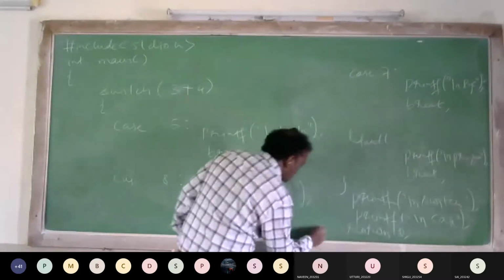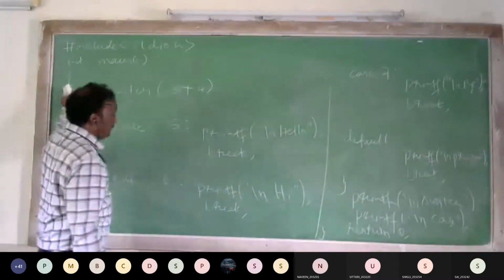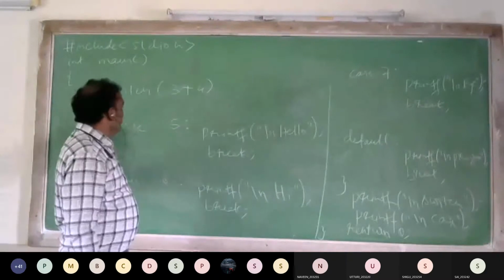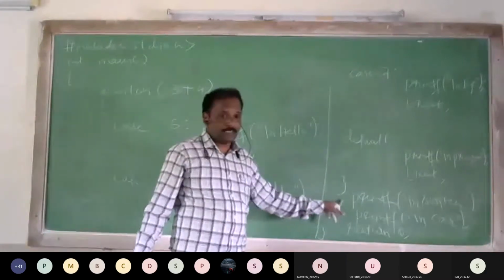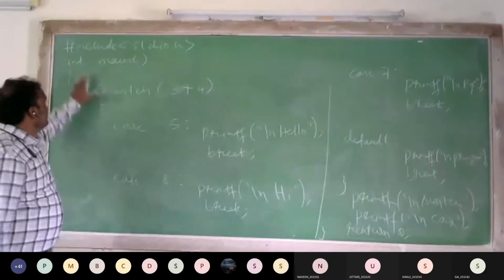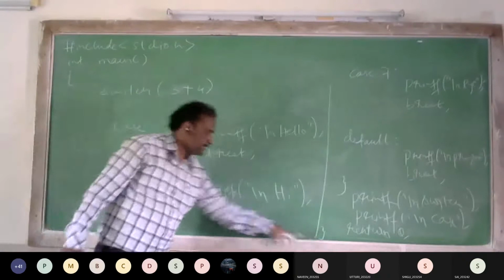0. Return 0. Close the main function. This is the main function. Open floor brace, close floor brace. This is the switch open brace. This is the switch close brace. Now, this is the program. Int main, open floor brace, close floor brace.